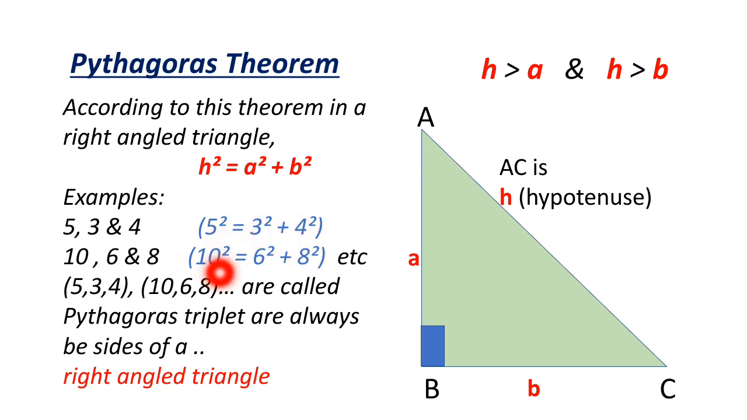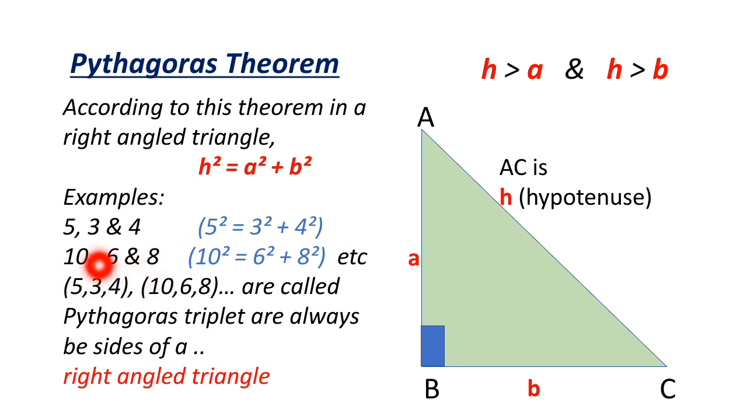Again we have another relation here. 10, 6 and 8 are the sides of a triangle, and as this relation is satisfied, that means the square of the greatest side is equal to the sum of the squares of the other two sides. Like 10 square, that is 100, is equal to 6 square, that is 36, plus 8 square, that is 64. 36 plus 64 is 100. So the relation is satisfied, that is h square equal to a square plus b square. So this is according to the Pythagoras theorem. We will say that the triangle with these sides 10, 6 and 8 is a right angle triangle.